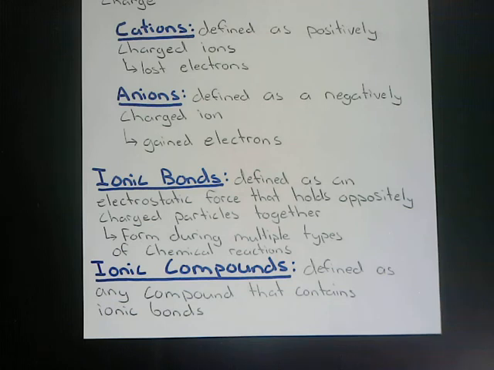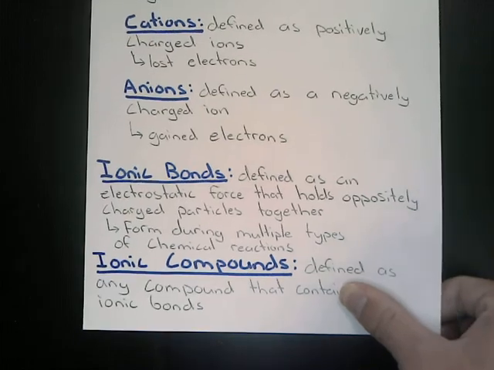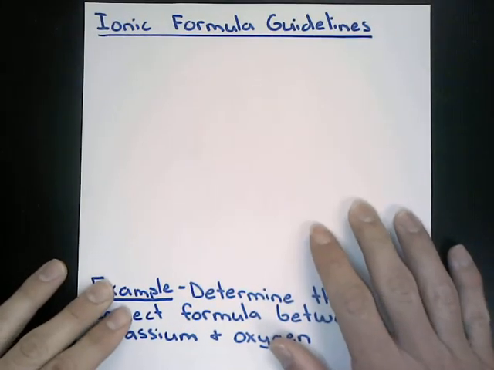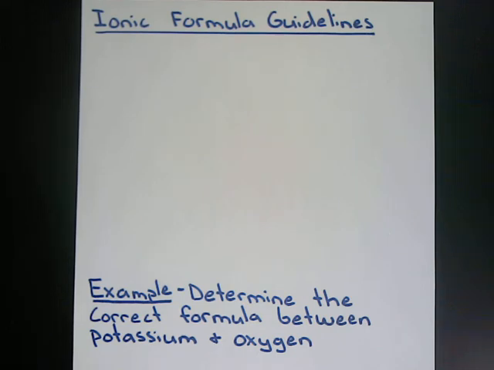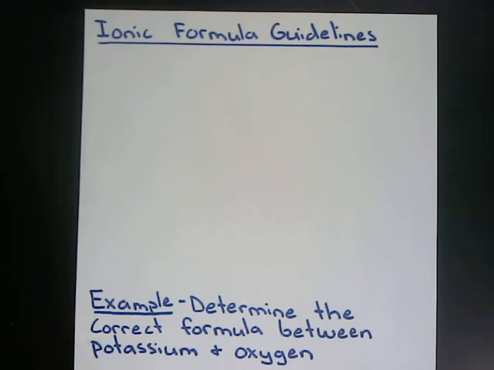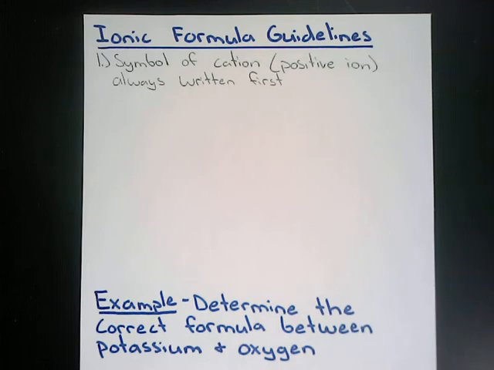Now I want to shift gears to understanding how we write the formulas for ionic compounds. We'll go to the ionic formula guidelines on the next page. When we write the formulas for ionic compounds, first, the symbol of the cation, or the positive ion, is always written first. Second, the symbol of the anion, or the negative ion, is always written second.